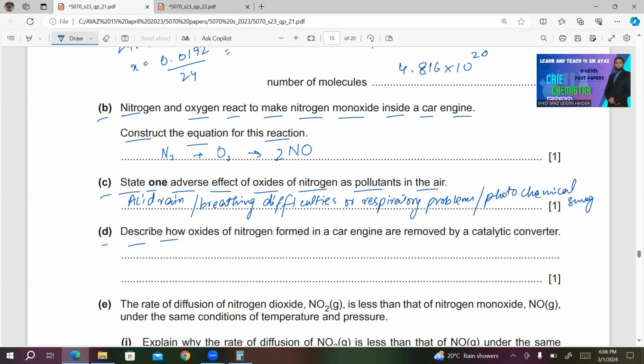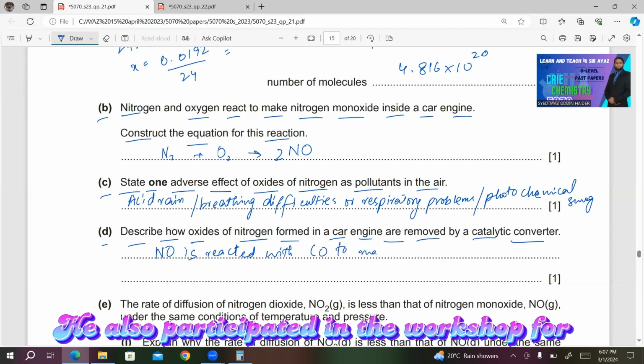D. Describe how oxides of nitrogen formed in a car engine are removed by a catalytic converter. NO reacts with poisonous carbon monoxide to make N2. NO is reacted with CO to make N2.